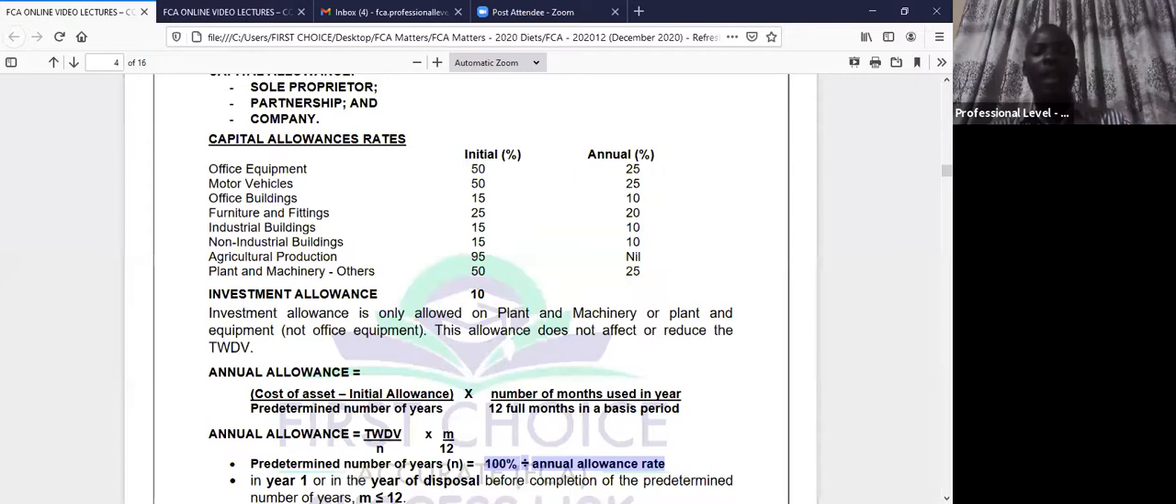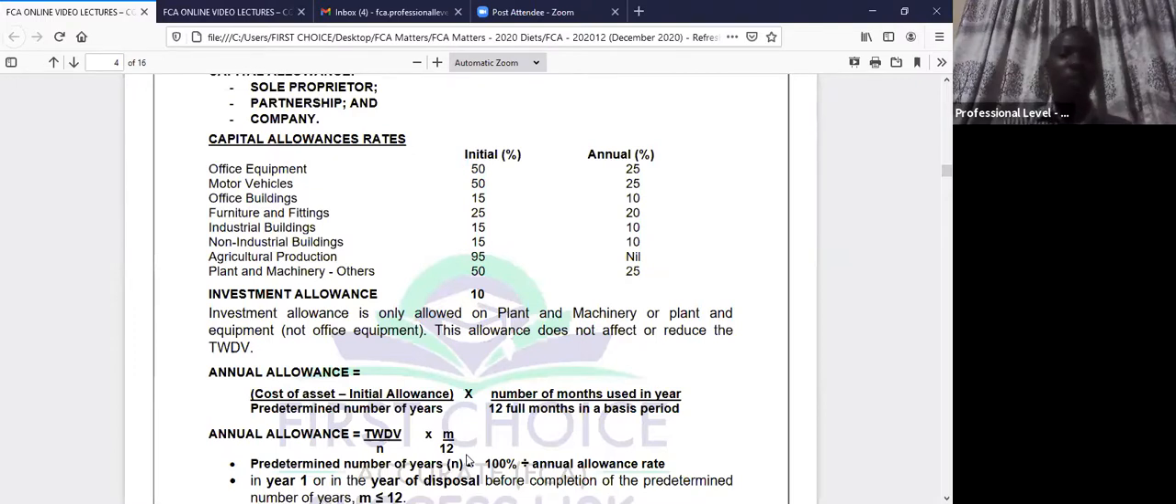And so this M means the number of full months the asset has been used in the basis period divided by 12. If you use the asset for 6 months, M becomes 6. If you use the asset for 8 months, M becomes 8. So M could be less than or equal to 12. If you use the asset for a full 12 months, M becomes 12, so 12 divided by 12 gives you 1. And that eliminates it.